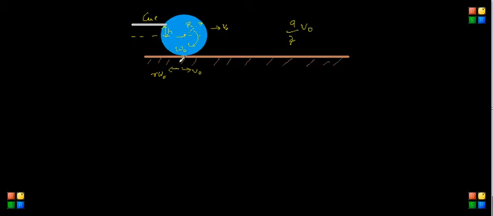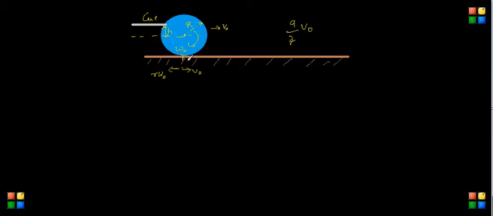understand that if this had been a pure rolling condition, the v naught should have been equal to r omega naught, and this point's net velocity with respect to the ground should have been 0, or this point of the ball should have been at rest with respect to the ground. So this point would have been the instantaneous center of the ball. However, this is not the case. Because this is not the case, this velocity goes on changing and becomes 9 by 7 v naught.